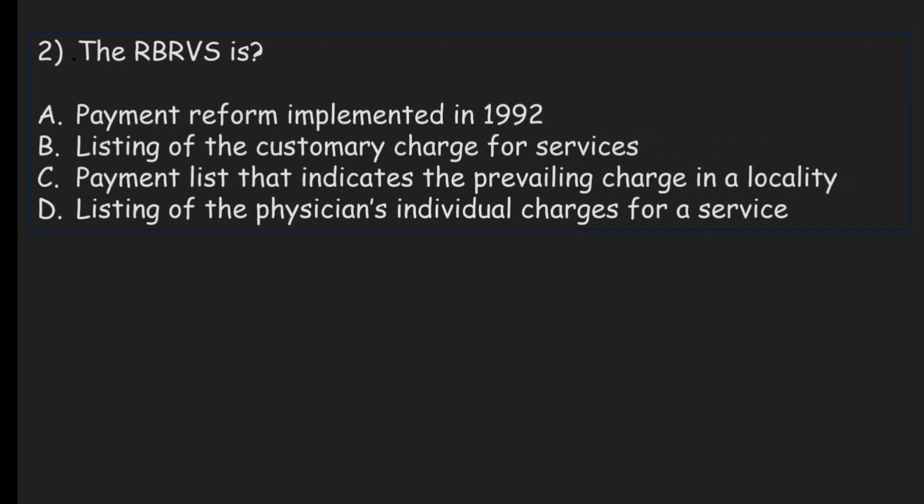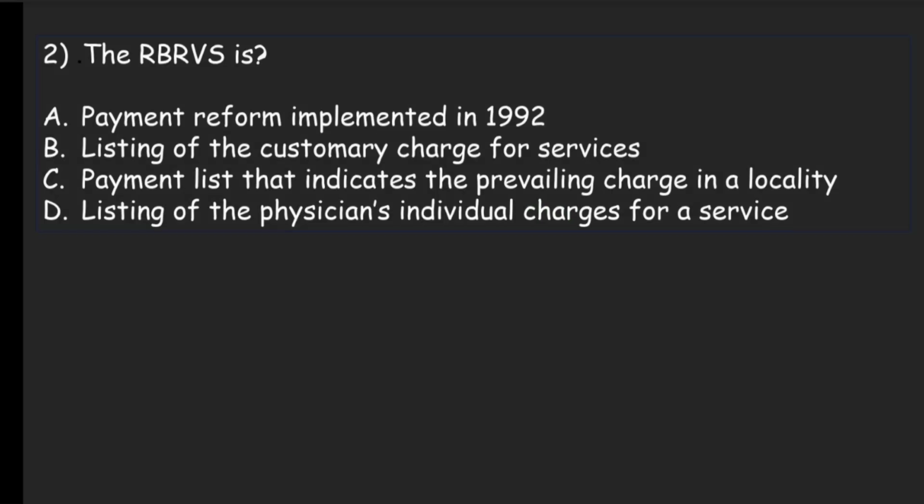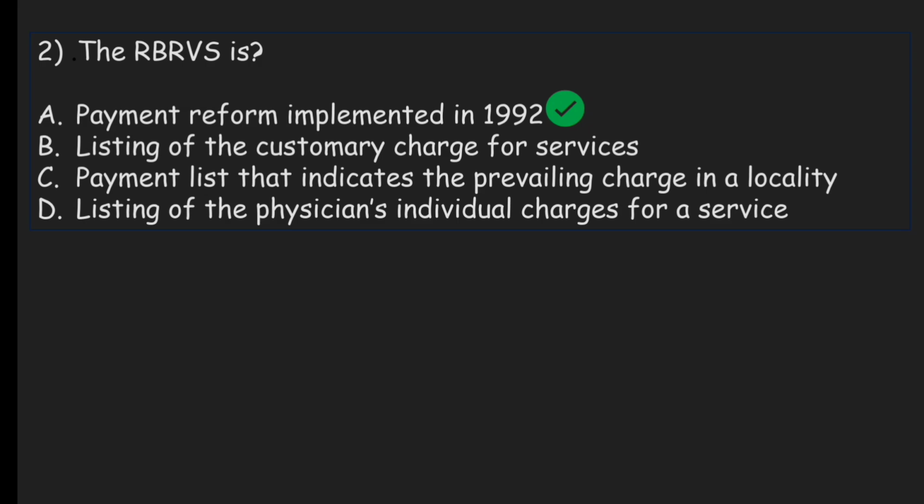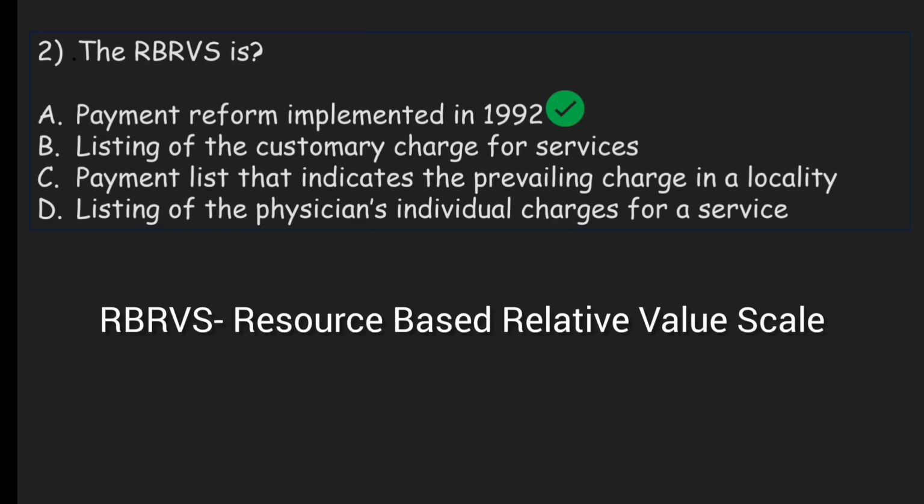Next question. The RBRVS is option A, payment reform implemented in 1992. Option B, listing of customary charge for services. Option C, payment list that indicates the prevailing charge in a locality. Option D, listing of physicians' individual charges for a service. And the right answer is option A, payment reform implemented in 1992. The full form of RBRVS is Resource Based Relative Value Scale.